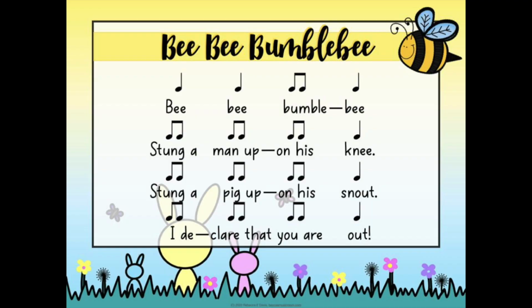And then we read a couple of rhythms. So I put up on the screen ta ta ti-ti ta, and then ti-ti ti-ti ti-ti ta, and we do that one 3 times, because that is the pattern for Bee Bumblebee. Bee Bumblebee stung a man upon his knee, stung a pig upon his snout, I declare that you are out. So we play the rhythm a couple of different times, and then after that, we are playing the Bee Bumblebee game as long as we have time.